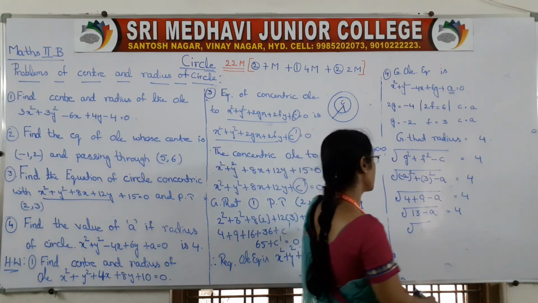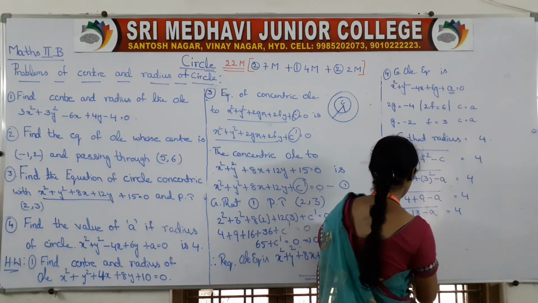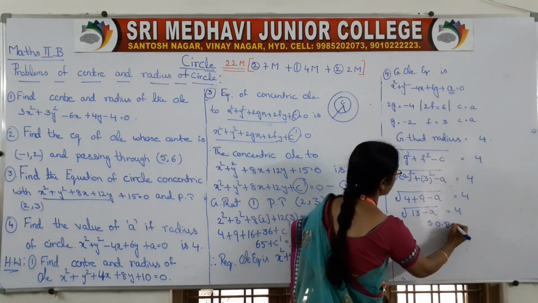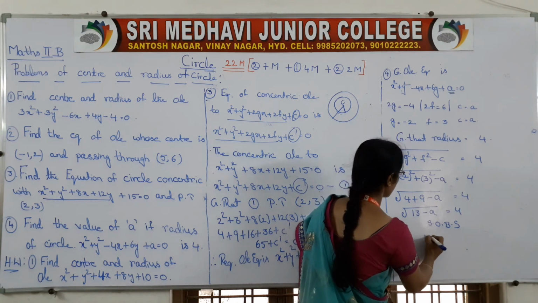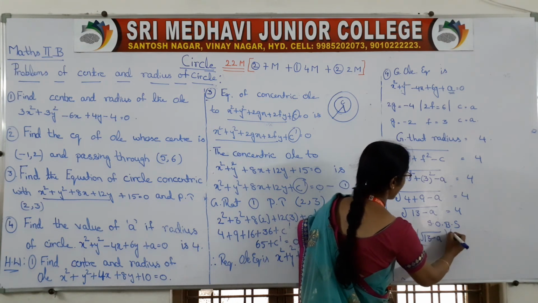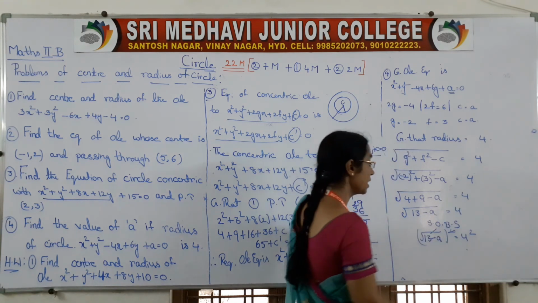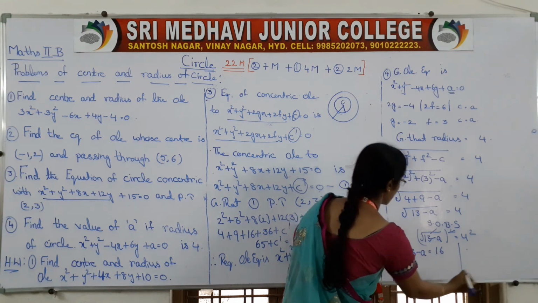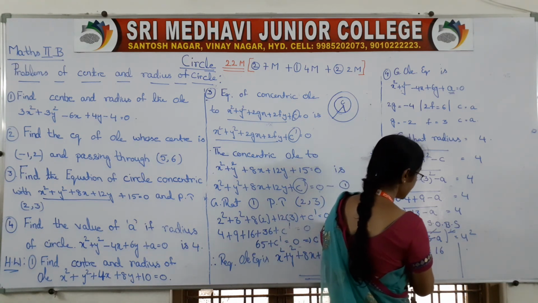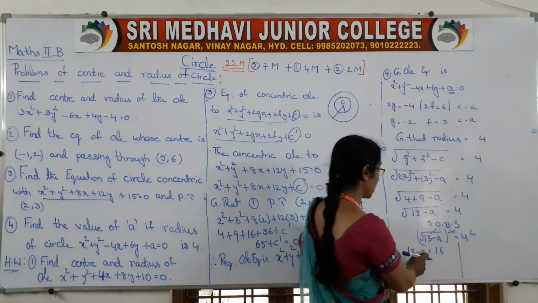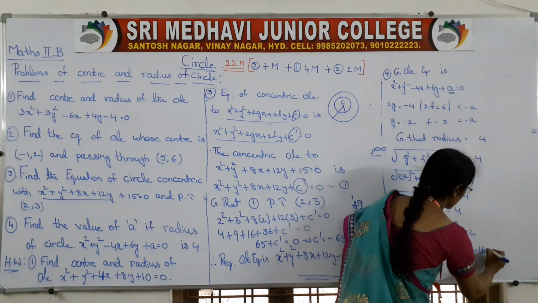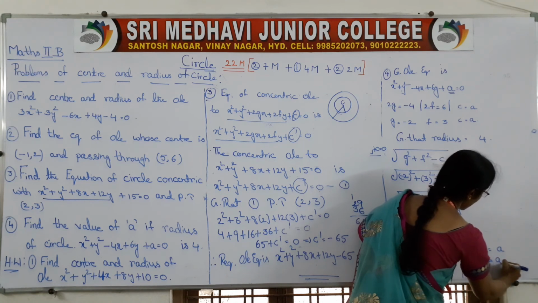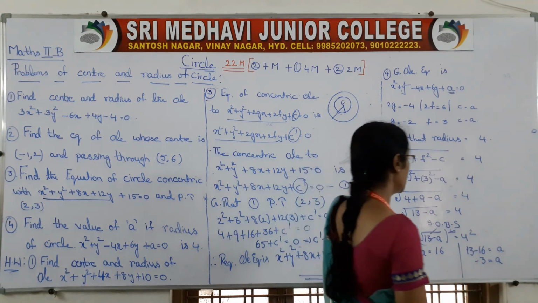Girls, we have to get the a value here. So that's why we take squaring on both sides. If we take squaring on both sides, the square root gets cancelled. So 13 minus a is equal to 16. This is negative, and we have to get the positive a. So 13 minus 16 is equal to a, sending this negative value to that side. So minus 3 is equal to a. This is your a value.